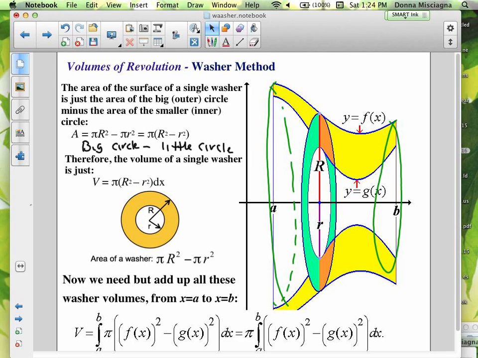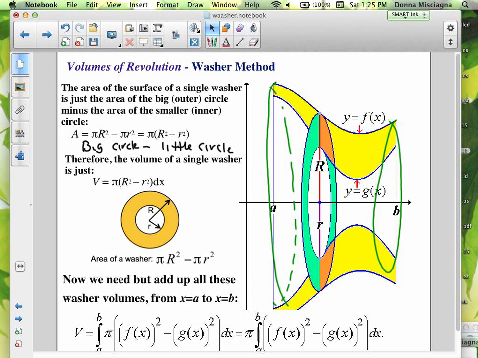All right, so find the area of a circle. That would be pi r squared, right? The capital R stands for the larger circle. The lowercase r stands for the smaller circle, and they're both multiplied by pi. So usually we pull the pi out, and then we just have big R squared minus little r squared, where each of those is the radius of a circle. So the volume of a single washer is pi times the large radius squared minus the small radius squared, because it's the big circle minus the little circle. And then we integrate with respect to dx.